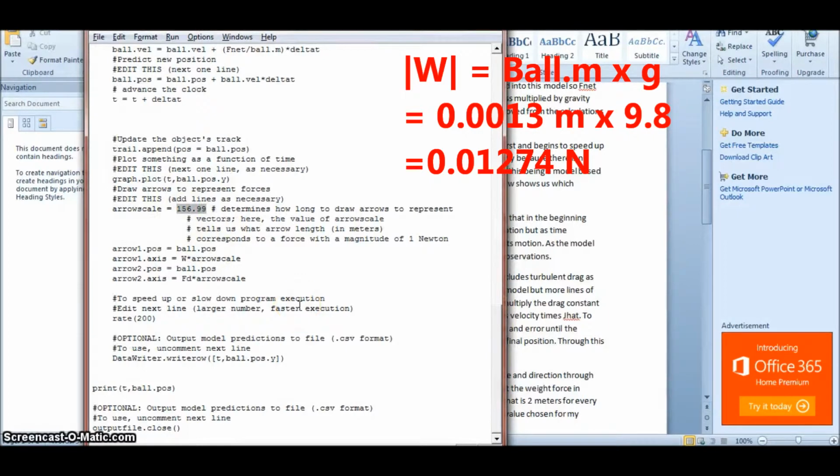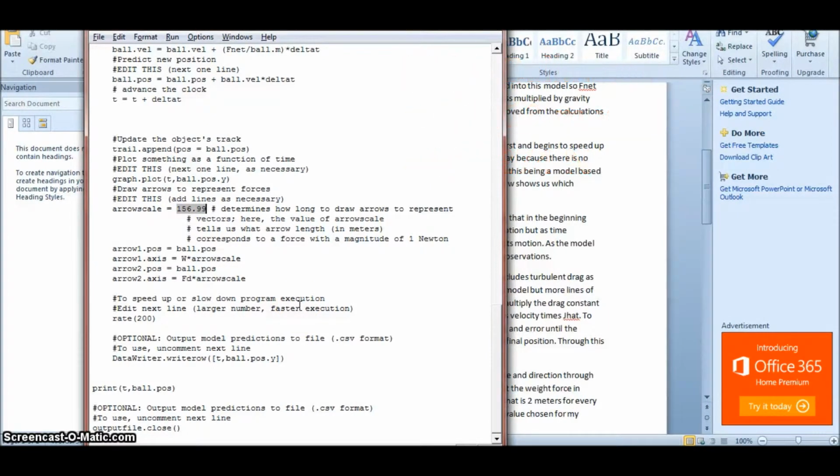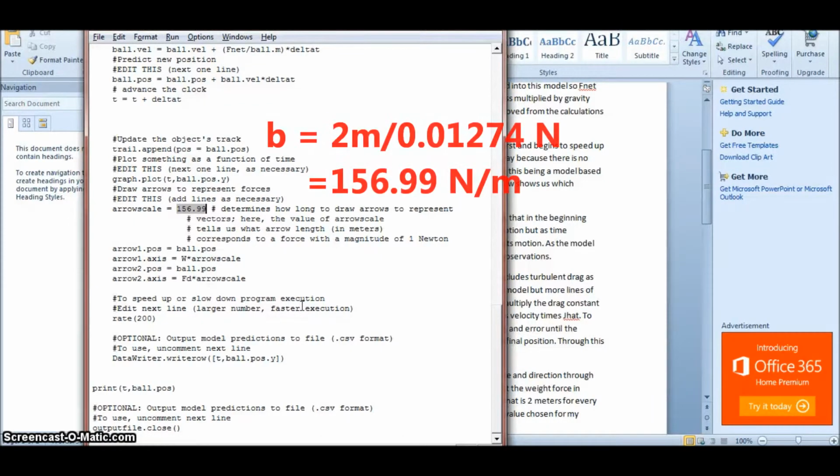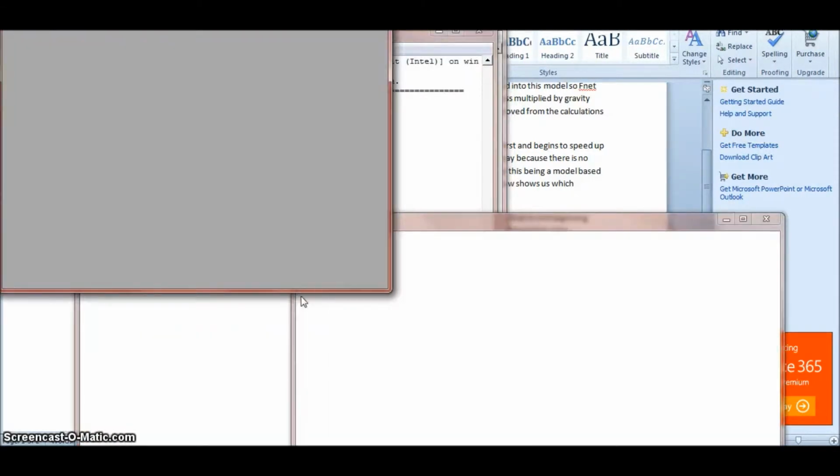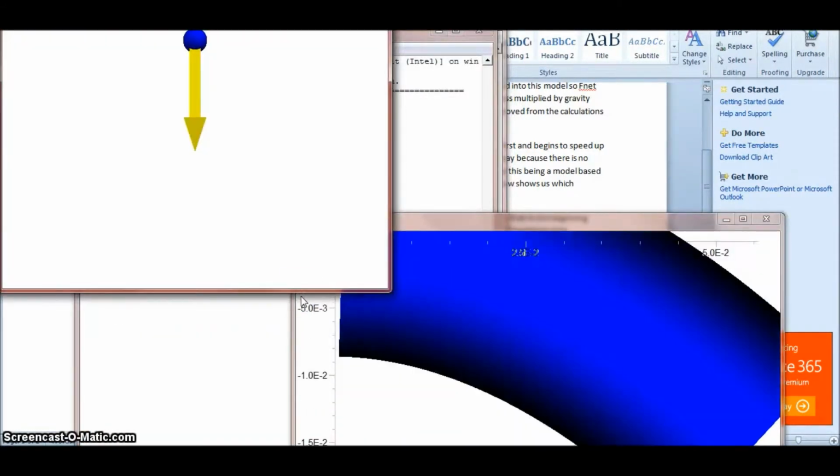In this case, that was 0.01274 newtons. Then from there, to have an arrow that is 2 meters for every 0.01274 newtons, this would equal 156.99 newtons per meter. Such is the value chosen for my arrow scale.